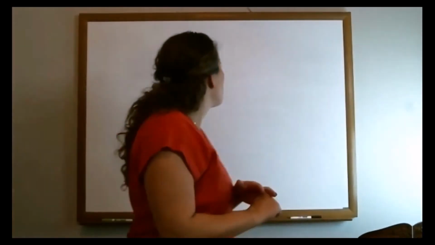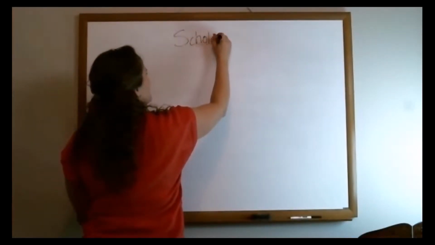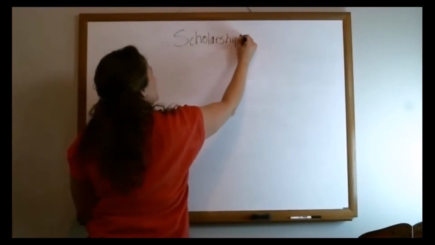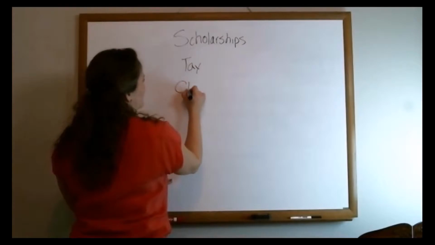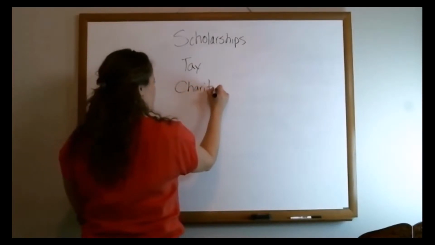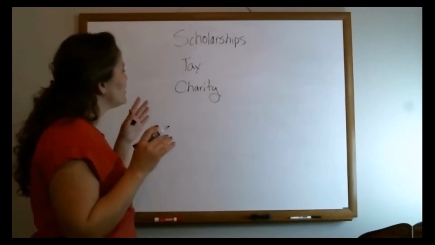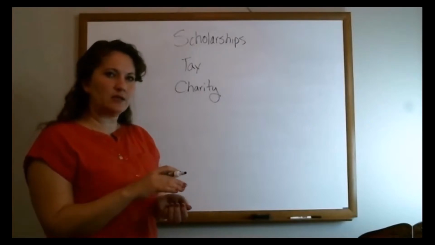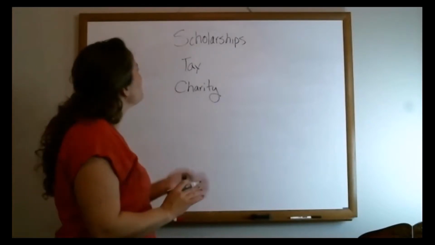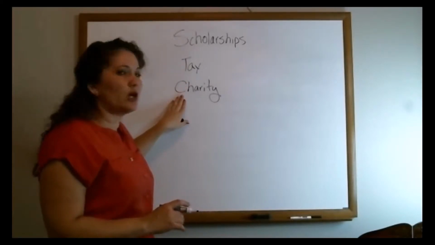Waivers and scholarships. Okay, scholarships, you have two different ways to do a scholarship. You can do a scholarship by taxing your members or by allowing them to give as charity. Taxing your members for a scholarship basically means you're adding money into the fees to pay for scholarships. You're forcing them to pay it. It's mandatory.